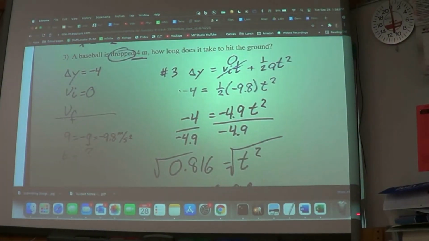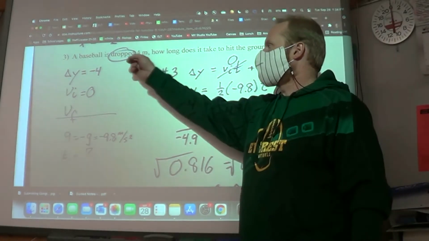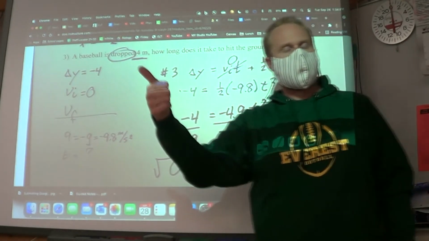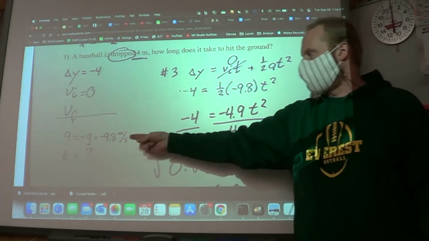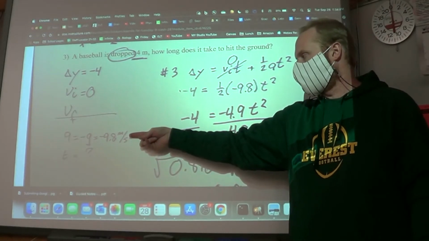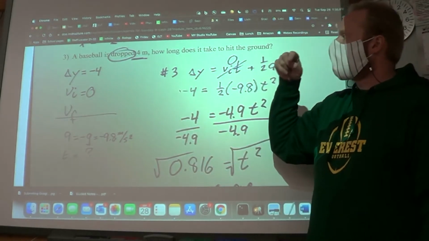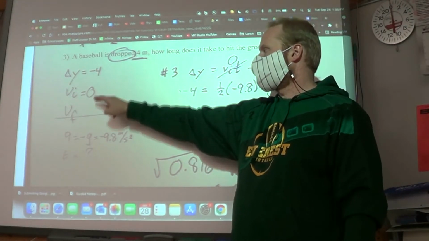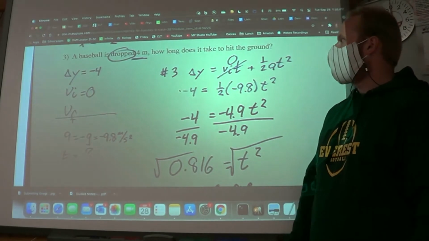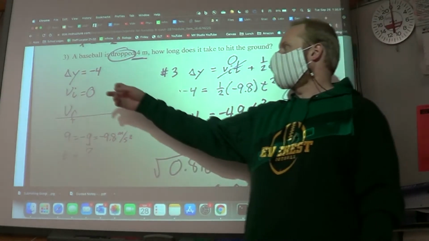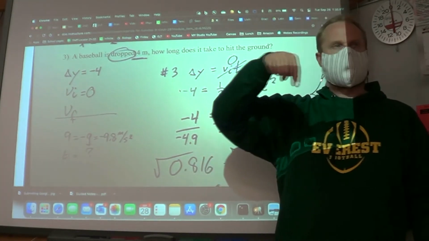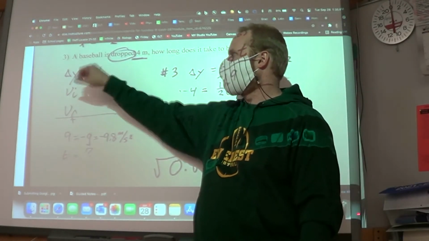For number 3, the reason I put number 3 on is this idea of 4 meters. It's dropped. How long? It's a 1D motion problem. It's a free fall problem. Acceleration is negative g, negative 9.8 meters per second squared. It's a dropped problem, so therefore my initial velocity is 0. And a common mistake I saw yesterday is people were saying this was 4. But the baseball is going down 4 meters, so my delta y is negative 4 meters.